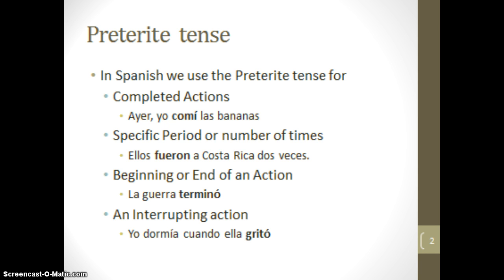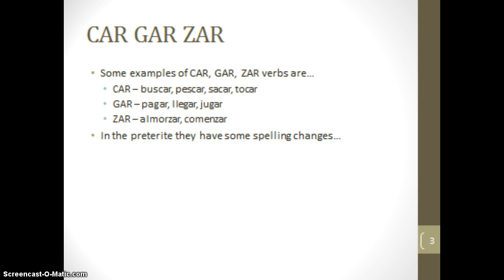So today we're working with the preterite tense. So set the stuff we know about imperfect aside right now. We're just looking at the preterite. So these are some examples of Gar Zar verbs that are going to change in the preterite. You can see that the reason they're called Gar Zar is because that's what they end with.